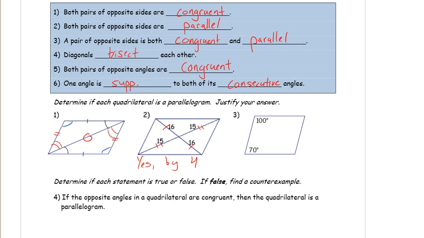Number 3, we're looking for one angle that is supplementary to both of its consecutive angles. Does that one work here? Well, we know this is 70 degrees. We know this is 100 degrees. Okay, well that definitely doesn't work. These do not add up to 180, so that does not work.